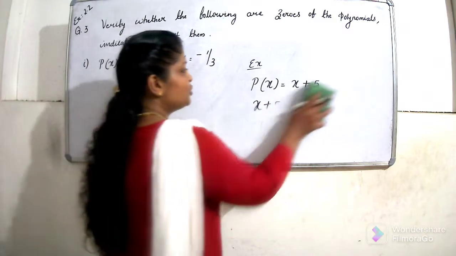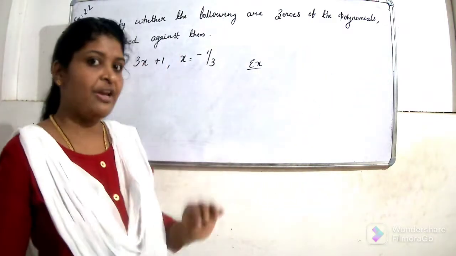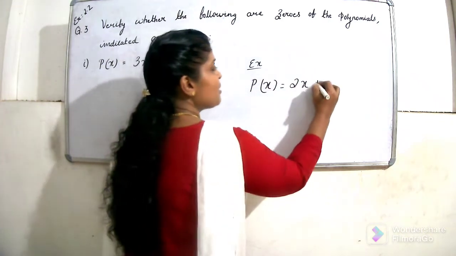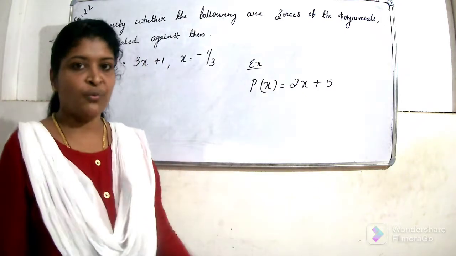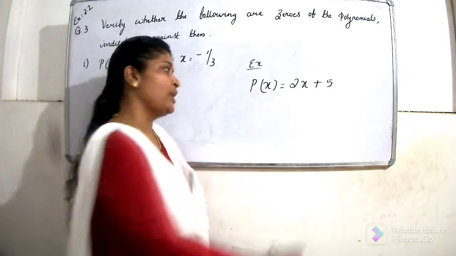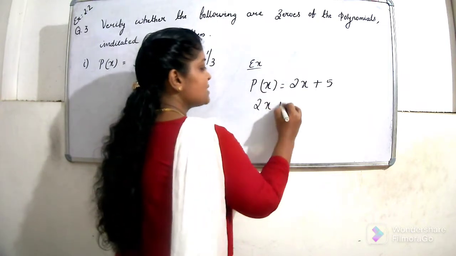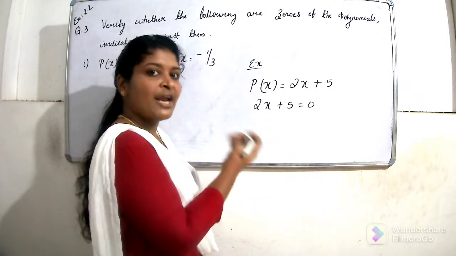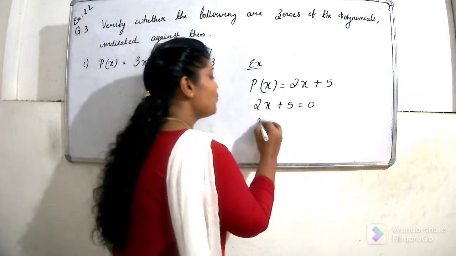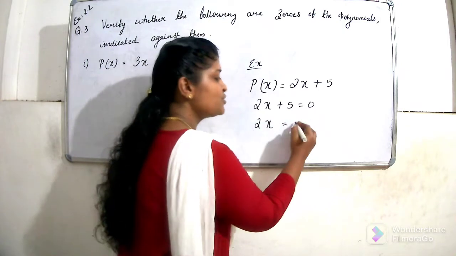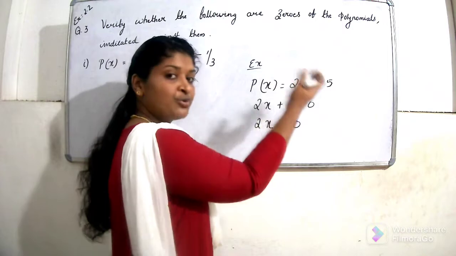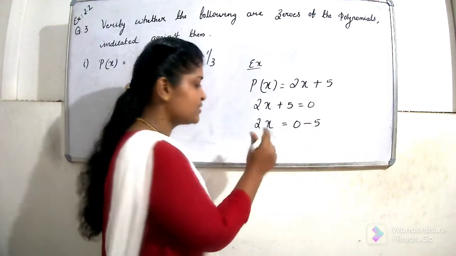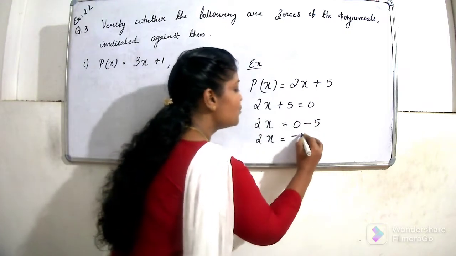Now one more example to confirm how to find the zero of the polynomial. For example, p of x is equal to 2x plus 5. What is the zero of the polynomial? The first step is 2x plus 5 equal to 0. Now, using the transposing method, we find the value of the variable. 2x is equal to 0, and shifting positive 5 to the other side makes it negative 5. So 0 minus 5 is minus 5, and 2x is equal to negative 5.